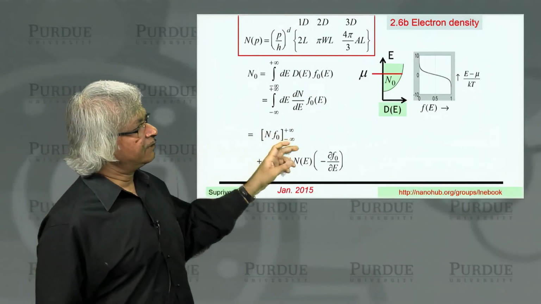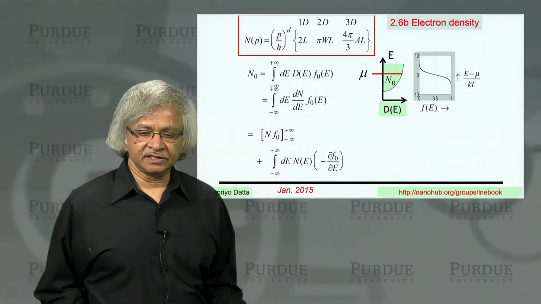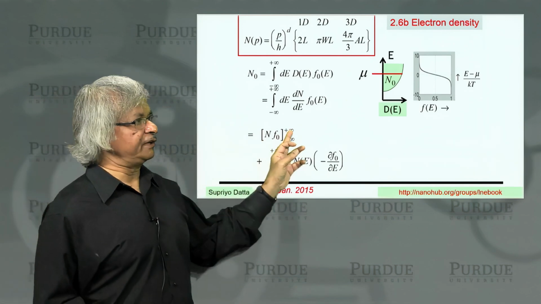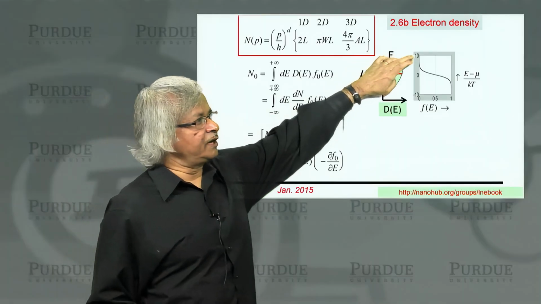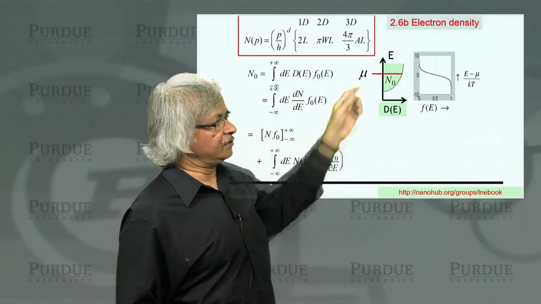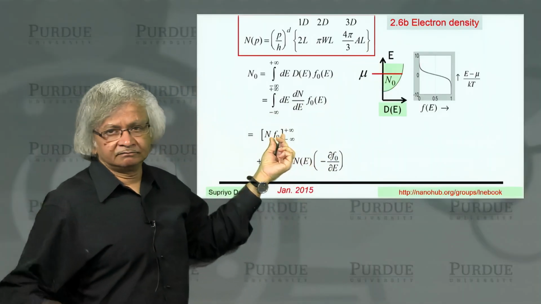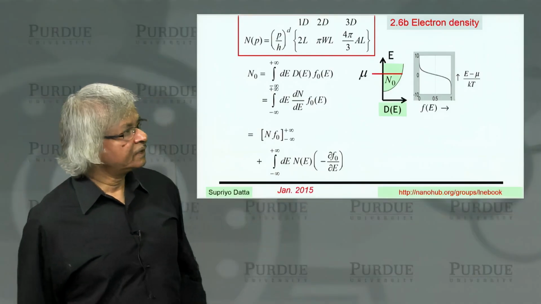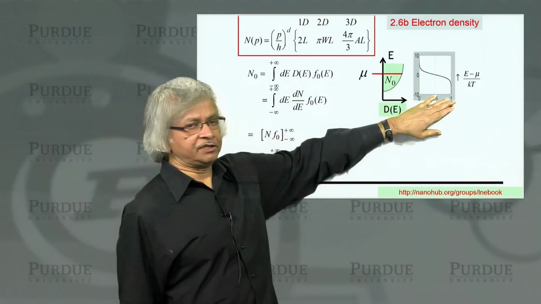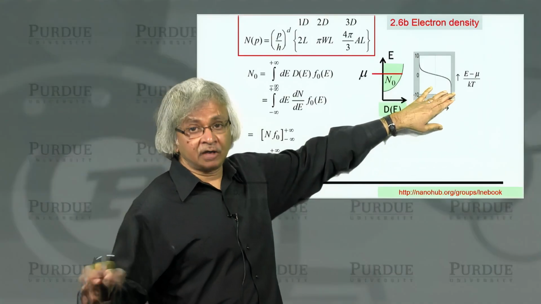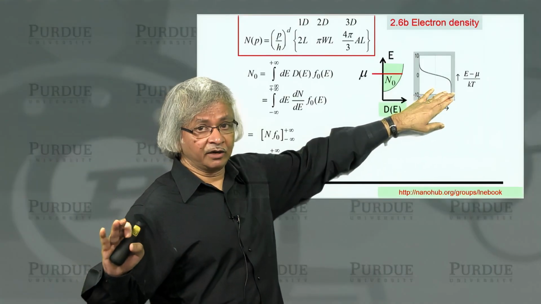Why is that? Well, look at the two limits. Consider first positive infinity. Positive infinity means very large energy. That's where you can see the Fermi function is 0. So f0 is 0, so n f0 is also 0. Well, what about minus infinity? That means I'm at very low energies. Now, of course, f0 is not 0, it's 1. So I can't ignore f0.